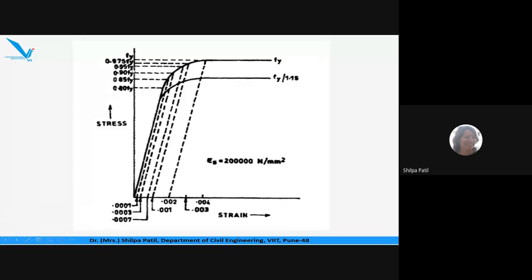Now all these values are shown for the characteristic stress curve. Here we have to apply a partial safety factor, and then the corresponding value we have to consider in the calculation. So if you consider a point over here in this curve, up to the value of 0.8 Fy, the curve is linear, and beyond this, the curve is non-linear.